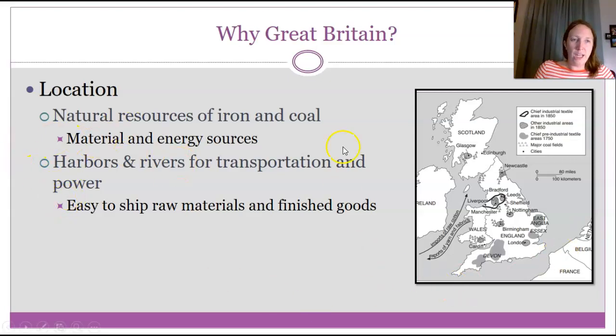They also, being an island nation, had many, many harbors and rivers that helped facilitate transportation and power as well. So it became easy to ship the raw materials back and forth from the colonies and bring it to England, where they would be turned into finished goods, and then those finished goods could be easily shipped back to the colonies and other customers along the Mediterranean and other parts of the world. So again, obviously harbors and rivers we think of for transportation with boats, but water would also be harnessed for power, and things like the steam engine, which we're going to hear about on our next slide.